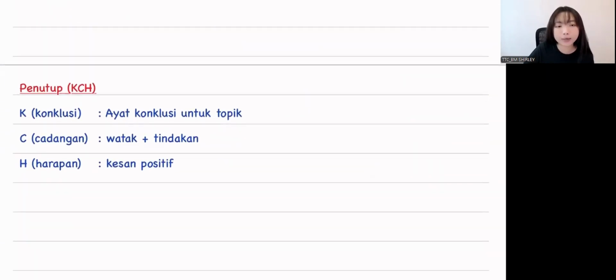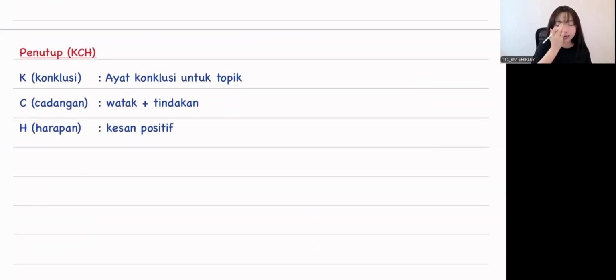Okay, so look at this one, penutup. Now, for this conclusive cadangan and harapan, it will be like this. Just now, the conclusive, it will be the conclusive for your paragraph, which means the point. But right now, this conclusive, it will be the conclusions for the topic.